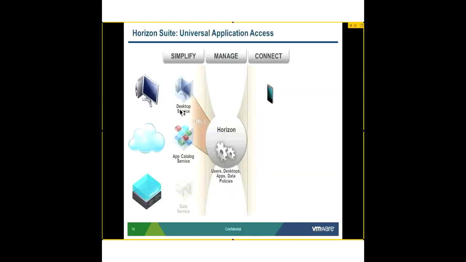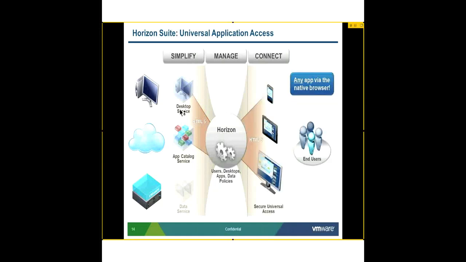Now, the next step in this is combining View with something called Horizon. So with View providing the desktop service and Horizon providing an application catalog, you can provide any application to any device using HTML5 in a browser. So if you've got a user running an iPad, they can run a Windows application in their browser using VMware View and Horizon. If you've got a user using an Android phone, they can do the same thing.